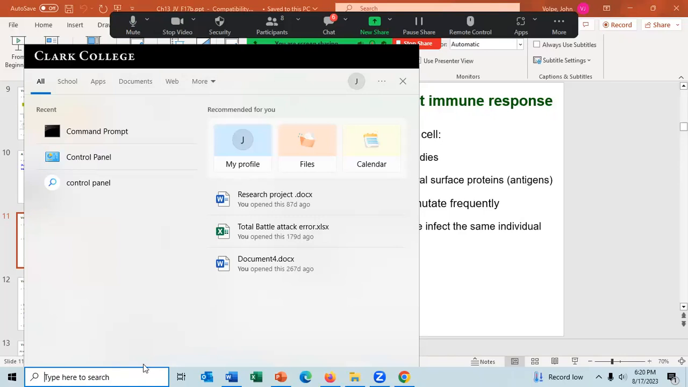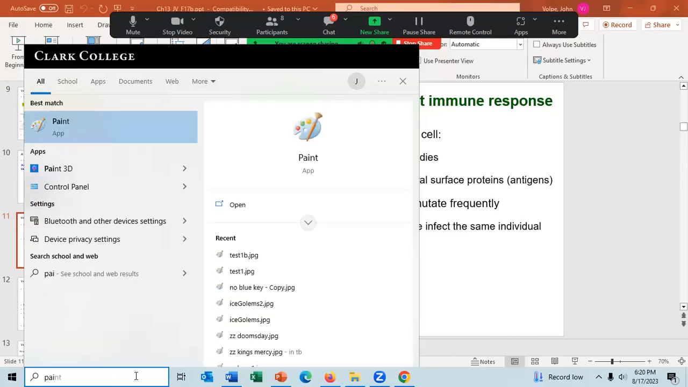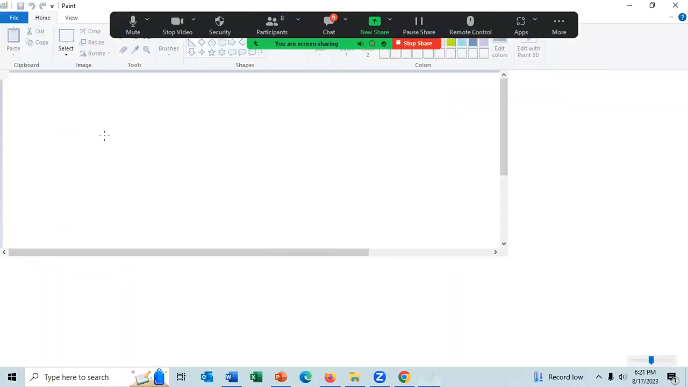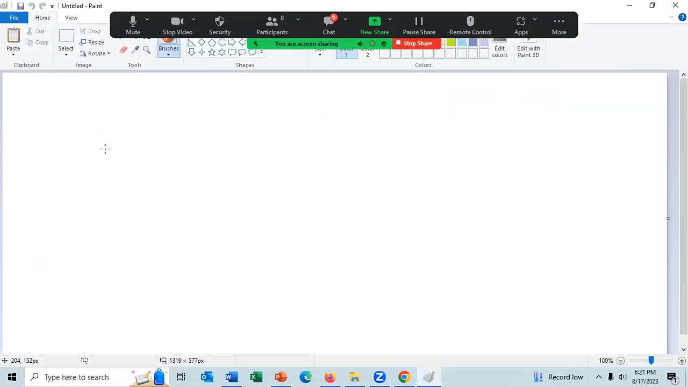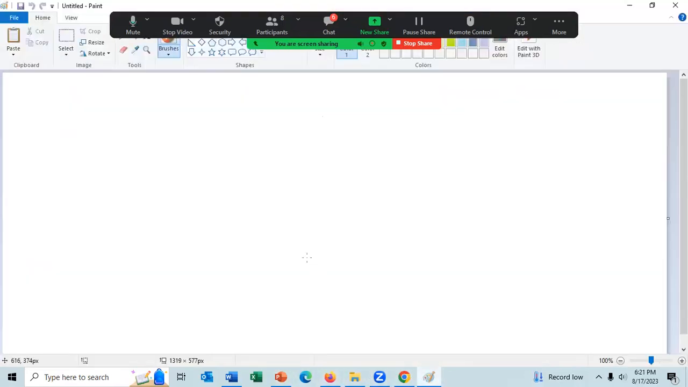I'm not seeing paint here. Is it there? Normally when I go there, it shows up paint right away, but I'll just do a search of it, go paint here. Oh, now I'm trying to remember, what am I trying to draw here?